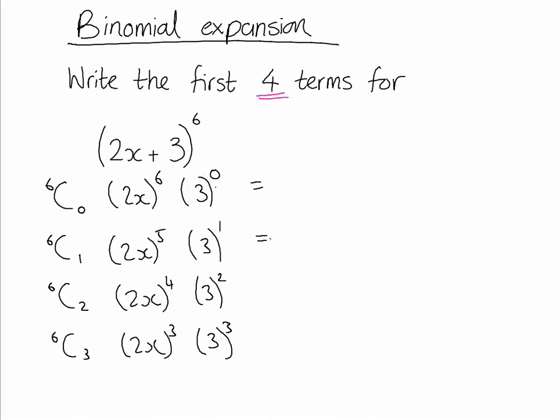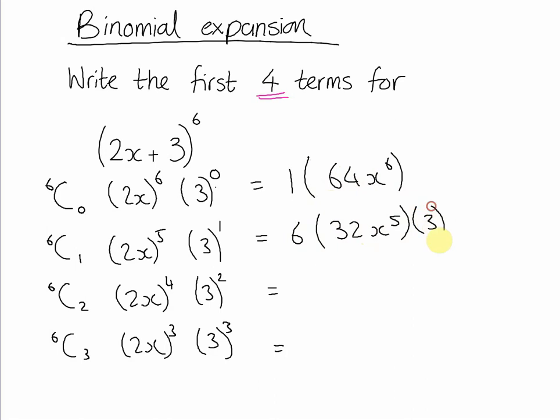Let's work out what these are. 6 choose 0 is 1. 2 to the power of 6, that's 64. So we've got 64. Why do I put times? I never do that. I like brackets better. So you have 64x to the power of 6. 3 to the power of 0 is 1, so I'm not going to bother writing it. 6 choose 1 is 6. We have 32x to the power of 5. And then we have another 3.